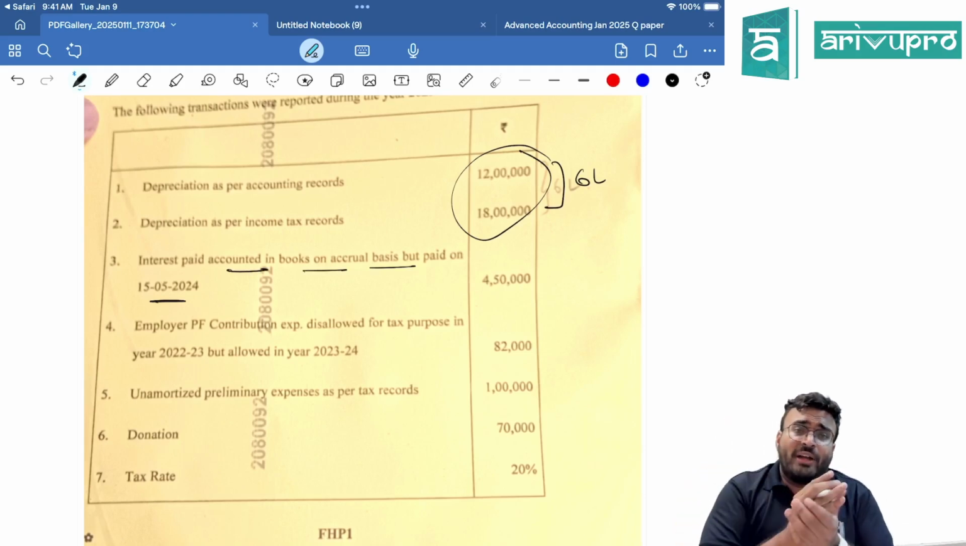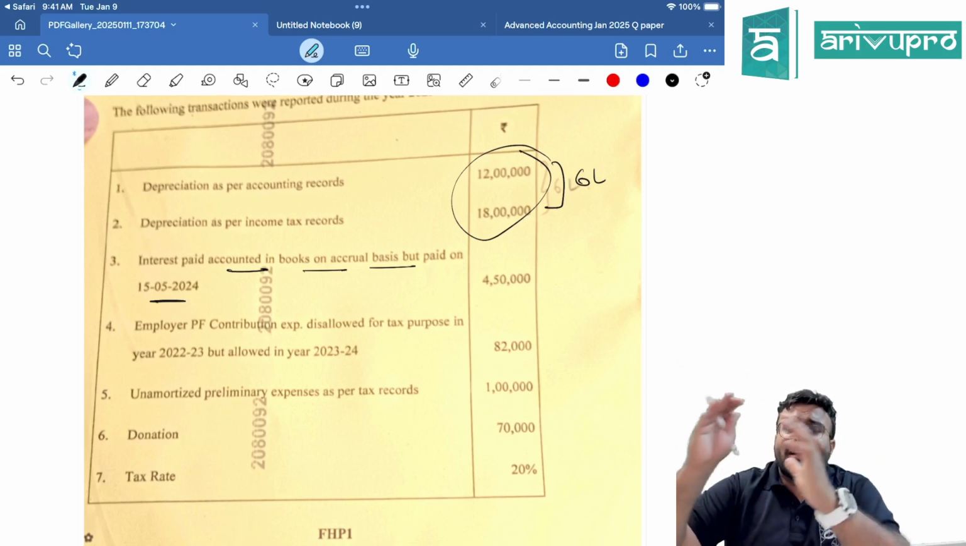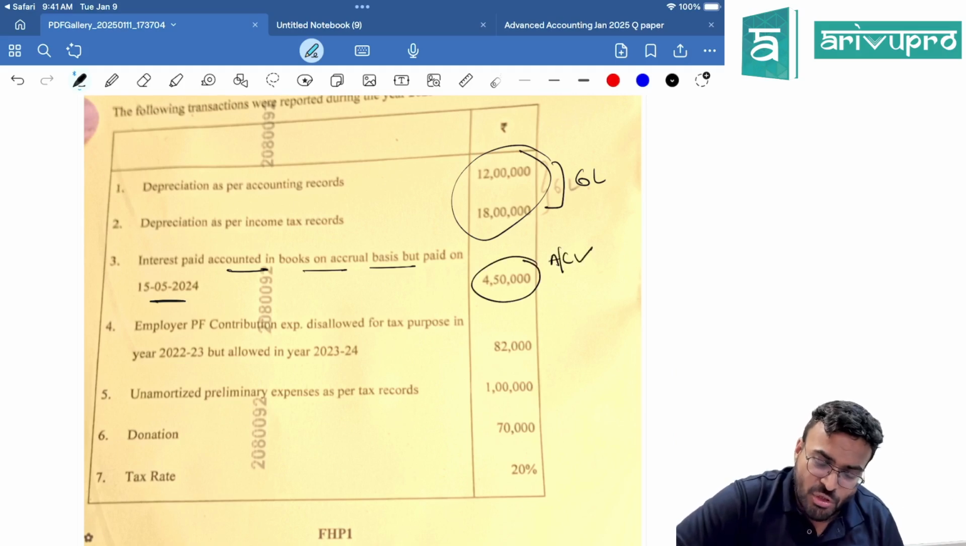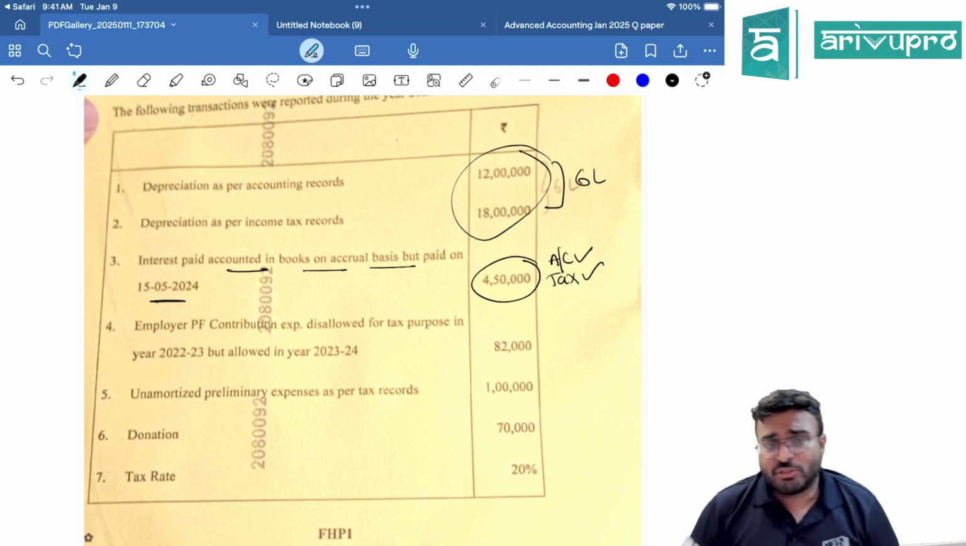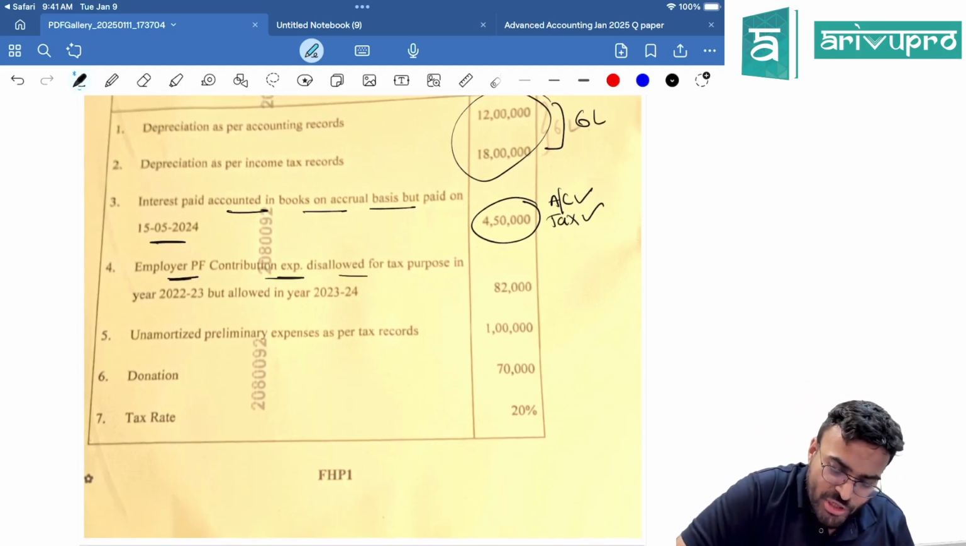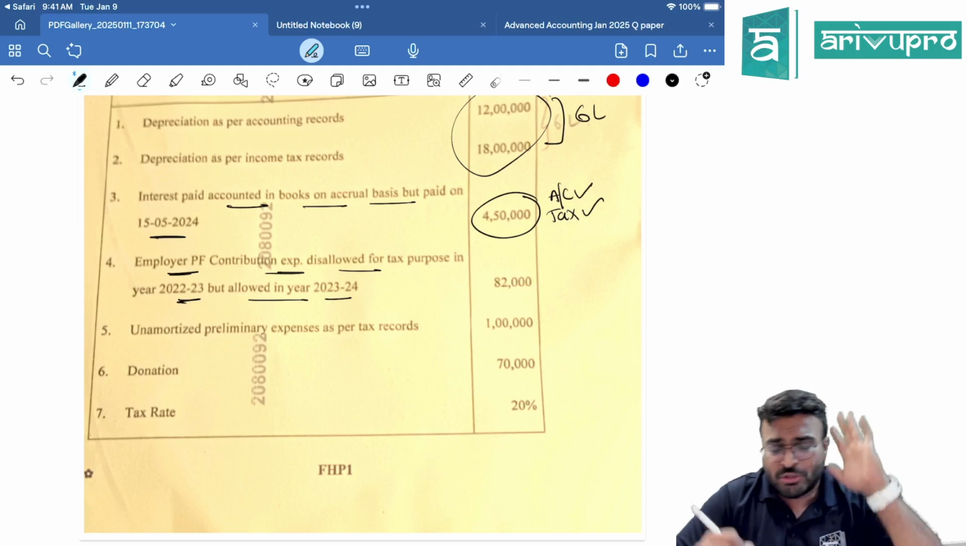Interest, if you have accounted it and you pay it within the due date for filing return of income, you can still claim it under tax. So this one is allowed as per accounts and also allowed as per tax. It is paid within the due date, so there is no problem there. Employer PF contribution was disallowed for tax purposes last year. Last year they had disallowed it, but it is allowed in the year 2023-24.